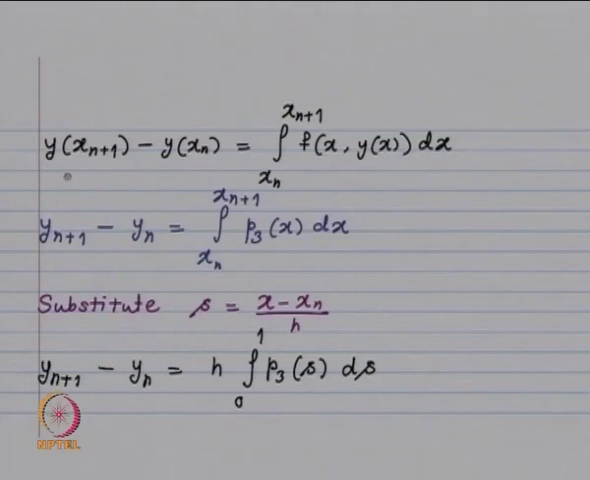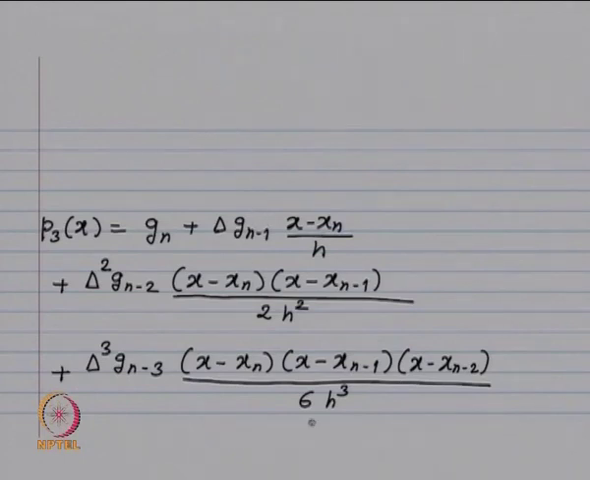So, we have y x n plus 1 minus y x n is equal to the integral from x n to x n plus 1 of f of x, y x dx. This we are going to replace by y n plus 1 minus y n is equal to the integral from x n to x n plus 1 of p 3 x dx. If I make the change of variable s equal to x minus x n by h, then I get y n plus 1 minus y n to be h times the integral from 0 to 1 of p 3 s ds. So, we had our p 3 x to be given by this.